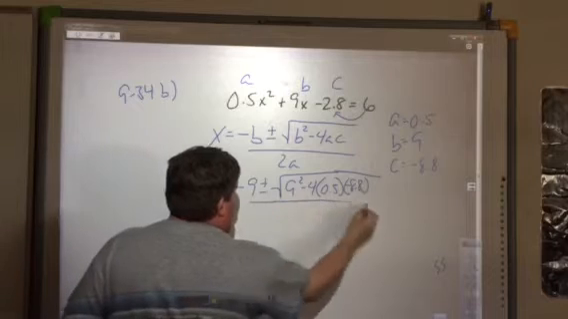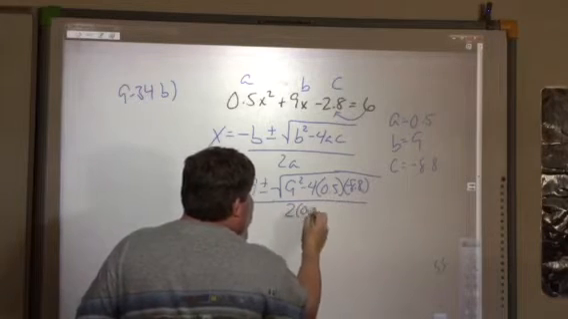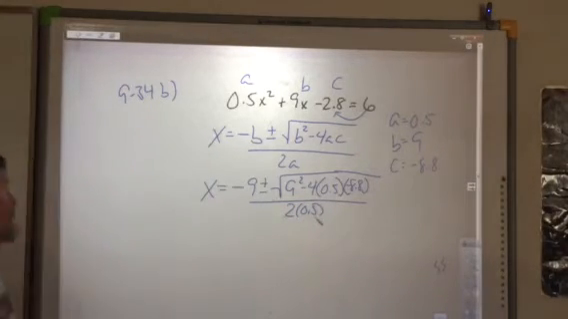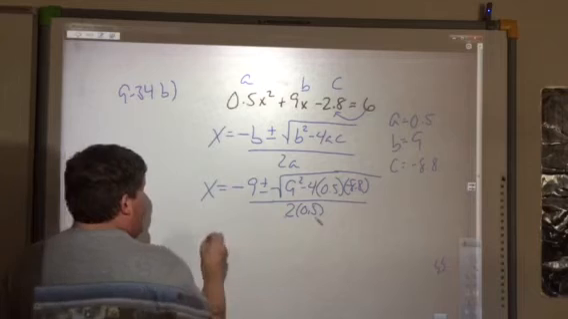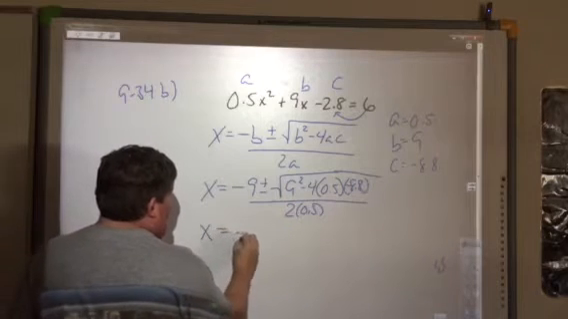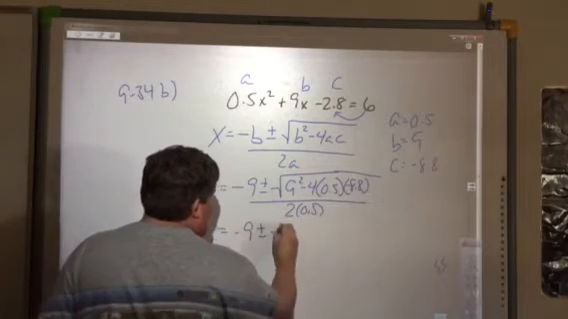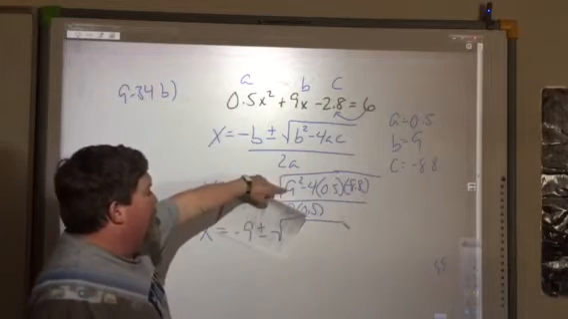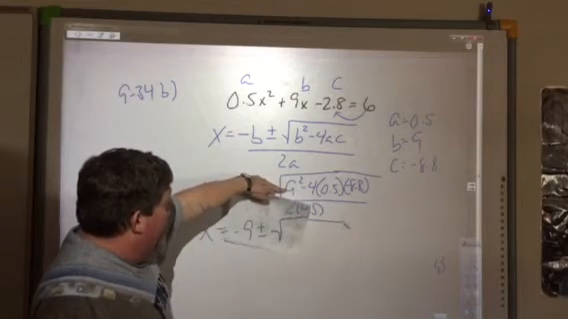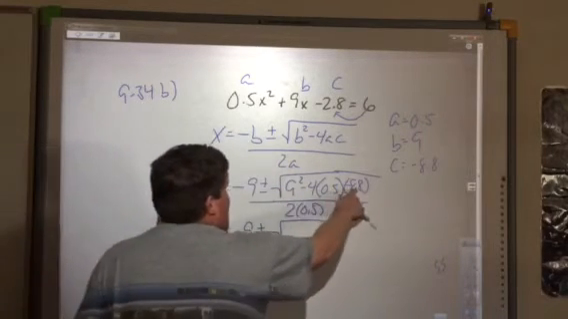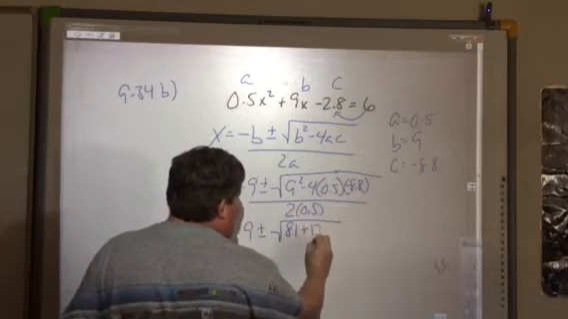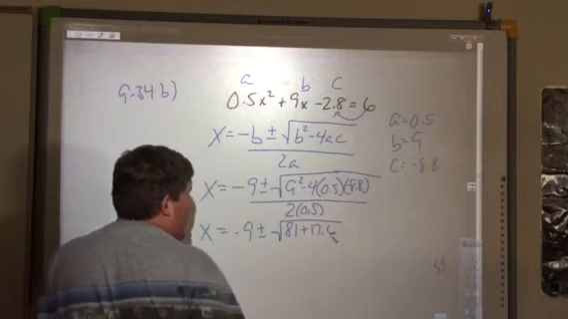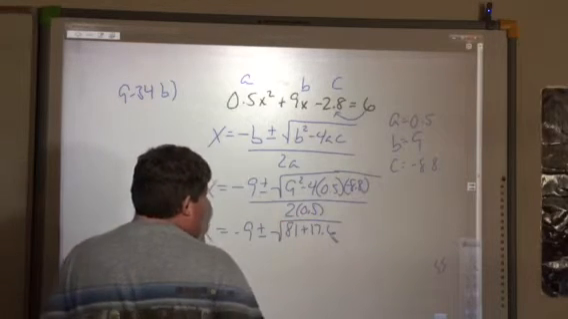all over 2 times A. So then we're just going to do the math. Okay? So we're going to go X equals opposite 9 plus or minus. So here we have 81. Okay? Then we have a double negative. Okay? Double 8. Next we get 81 plus 17.6 all over 1.